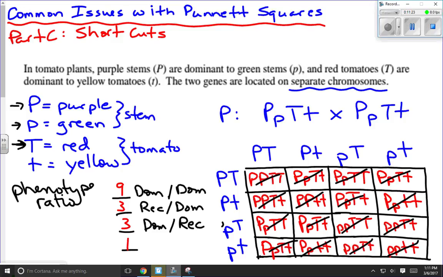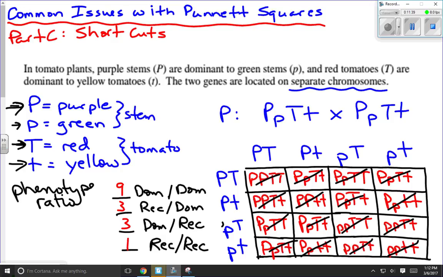So green and red. Then we're going to get 3 that are dominant for the first trait and recessive for the second trait. That means purple stems, dominant for the first trait, and yellow tomatoes, recessive for the second trait. And then lastly, we're going to get 1 that is recessive for both traits. So that means green stems and yellow tomatoes.